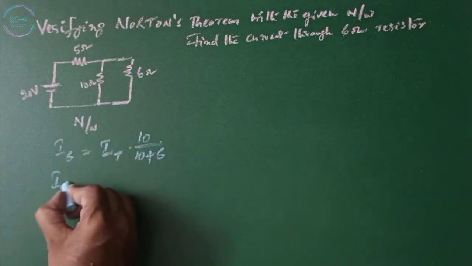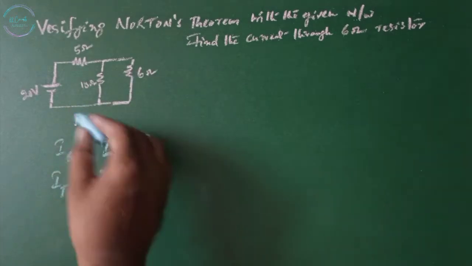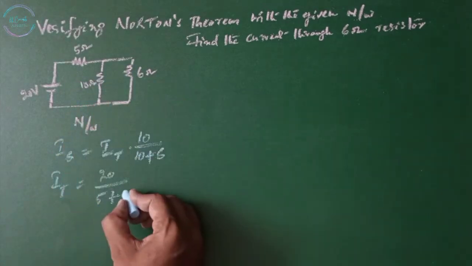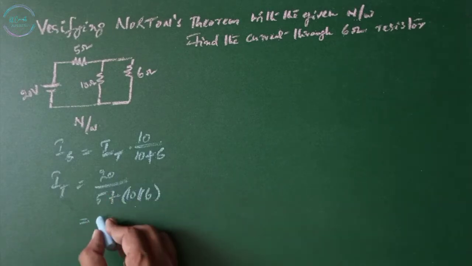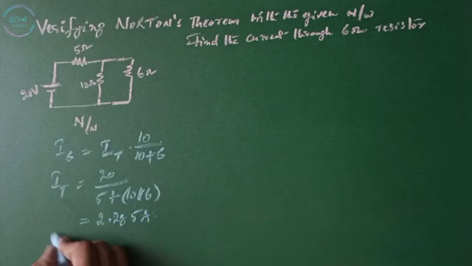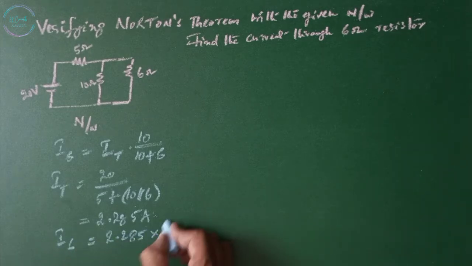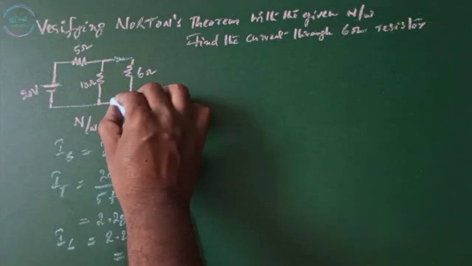The total current flowing through the network is given by the total voltage divided by the total resistance of the network. In this network, 5 ohms plus these two are in parallel, so 10 and 6 ohms are in parallel. If you calculate this value, it will be about 2.285 amps. Then the current through the 6 ohm resistor is 2.285 multiplied by 10 by 16, which equals 1.43 amps. This is the general way of calculating the current through the 6 ohm resistor.